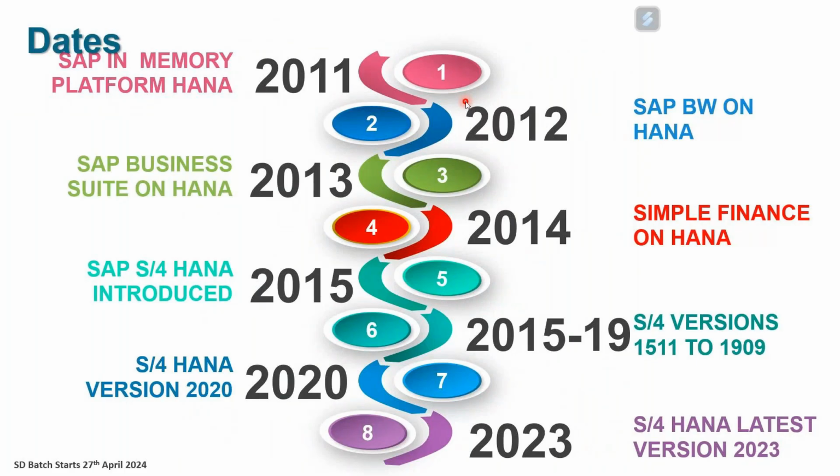Now these are the dates for S4 HANA. 2011 is when HANA was launched. 2015 is when S4 HANA was launched. And then every year SAP keeps coming with newer versions of S4 HANA. So from 2015 to 2023, you have many versions coming, and the latest version is 2023. This in a simple way tells you the way you have moved from the start of HANA DB to your S4 HANA 2023 now, which is the latest version.